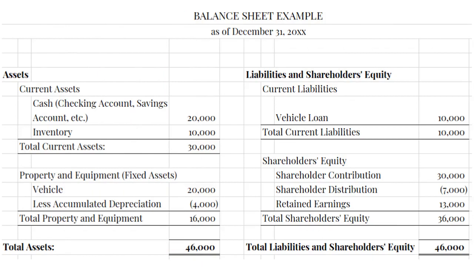All right, now let's see what the balance sheet looks like. In the asset section, you'll see that our current assets plus our property and equipment net is a total of $46,000. In the liability and equity section, you'll see that our $10,000 vehicle loan plus our equity that we just went over also equals $46,000. So our balance sheet is in balance because our assets equal our liabilities plus equity.